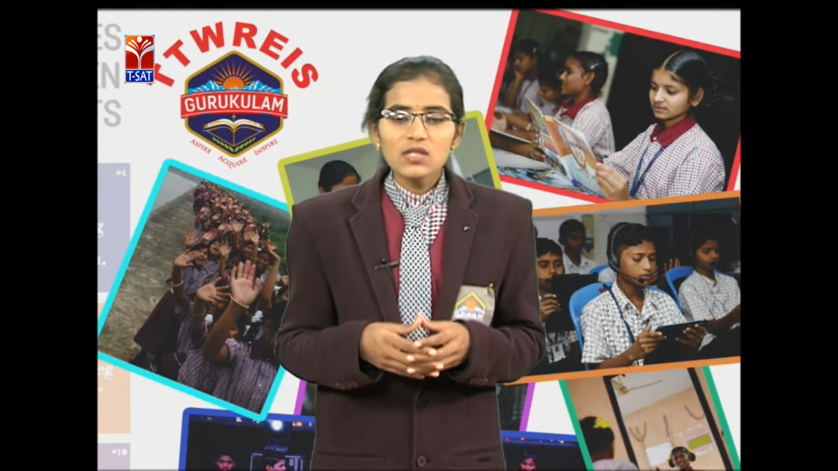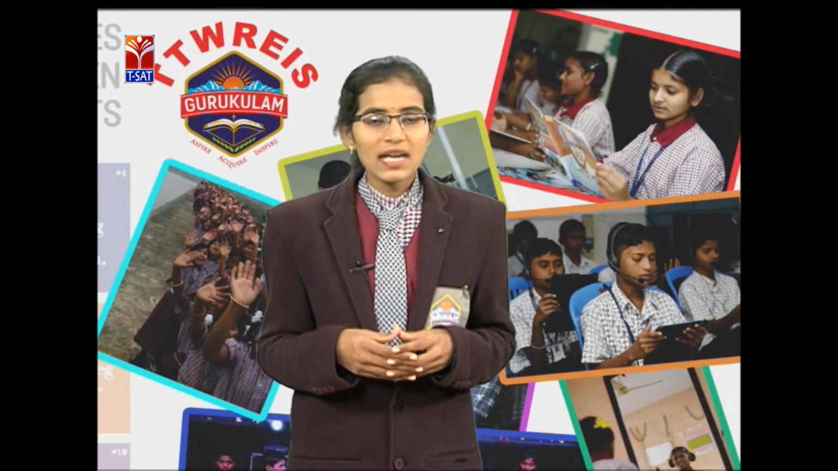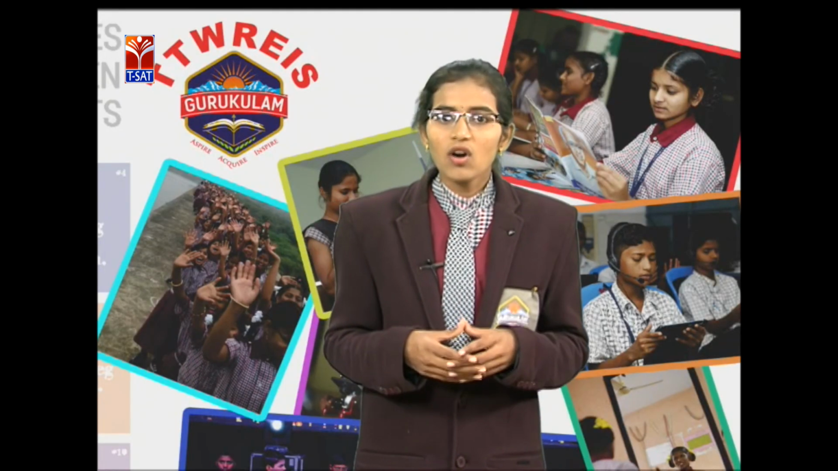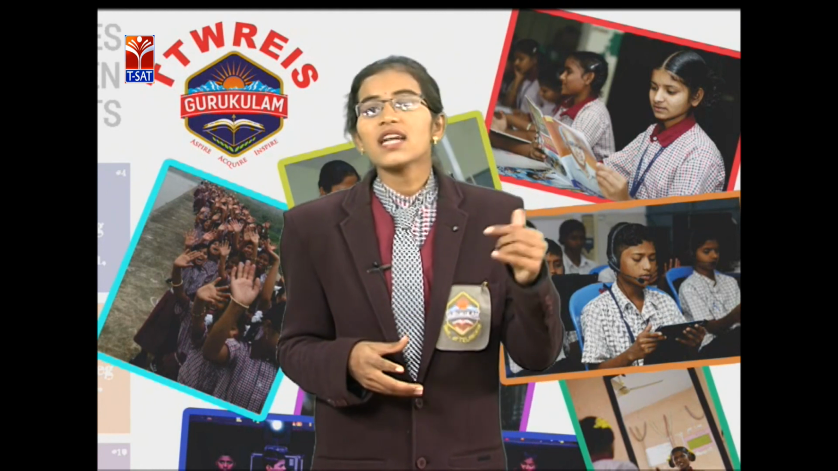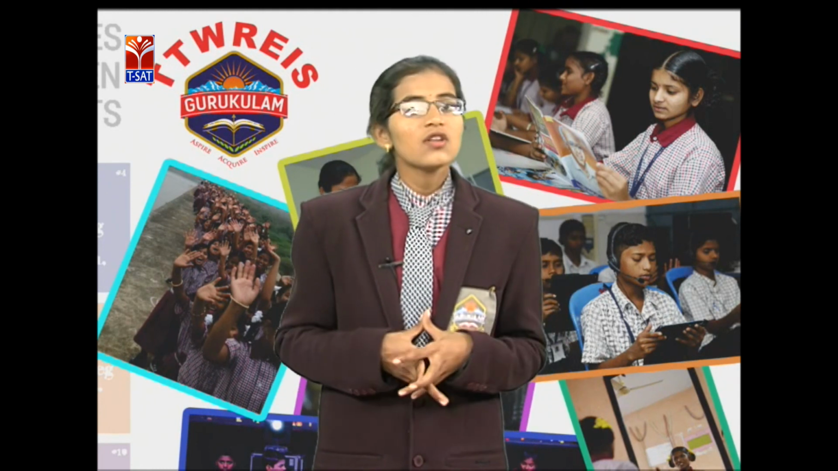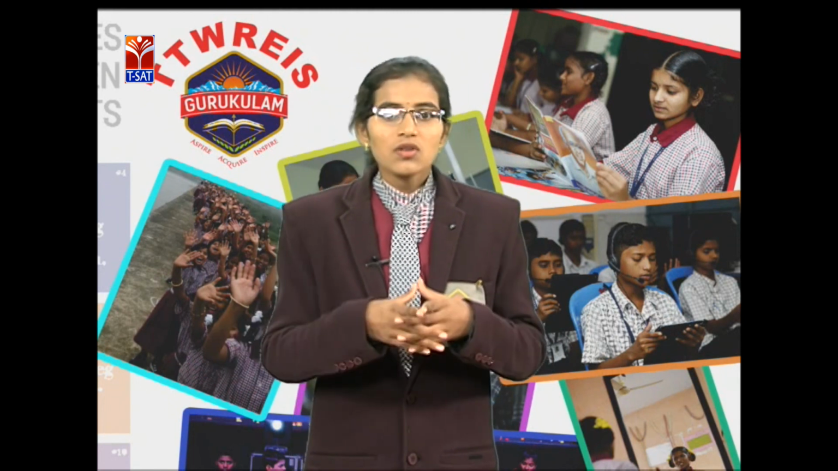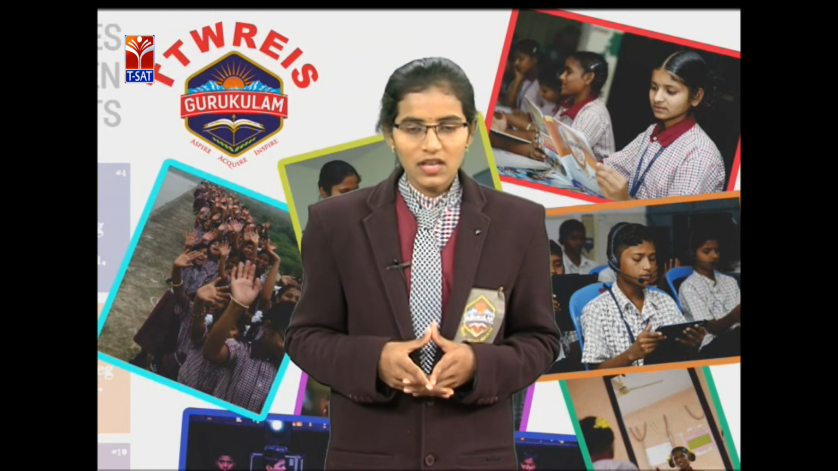So the domain of this secant function is all real numbers except the odd multiples of pi by 2, and the range of this secant function is all real numbers except minus 1 to plus 1. In between minus 1 to plus 1, we cannot plot the graph, and we have to know whether the function is an odd function or an even function. The secant is an even function because it is the reciprocal identity of the cos function. Cos is an even function, as well as secant is also an even function.